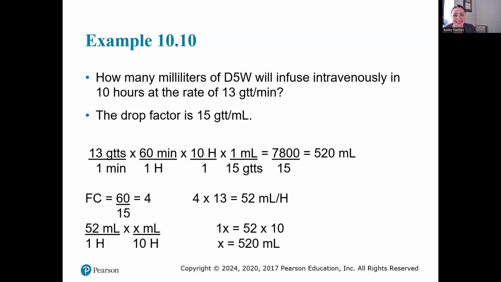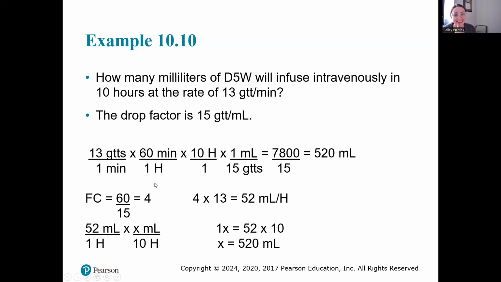This one's a little longer, right? Okay, so we took our 10 hours, but we don't know how many milliliters. So that's what we're trying to figure out. How many milliliters in 10 hours? Because we had to convert our drops per minute to our milliliters per hour, and then we had to figure it out times 10 hours. So once again, factor converter, 60 on top, our drop factor on bottom. Our drop factor is 15, so we divide 60 by 15 and we get 4.